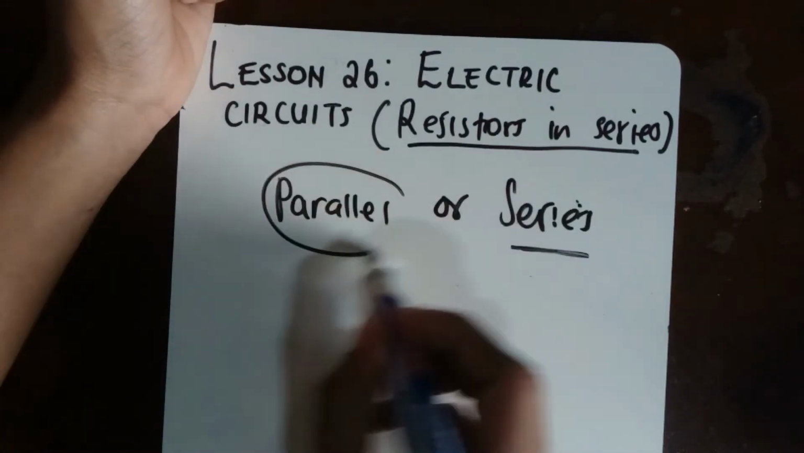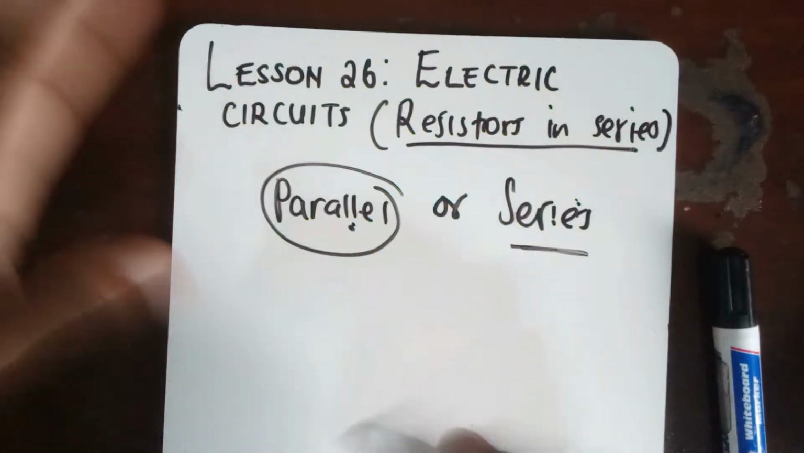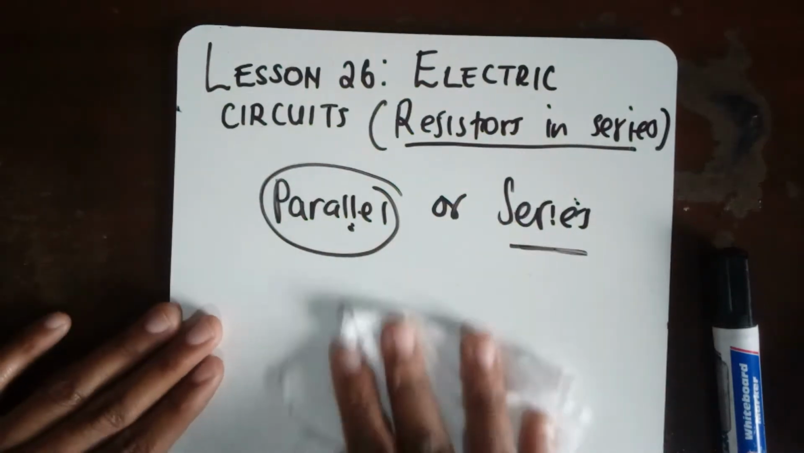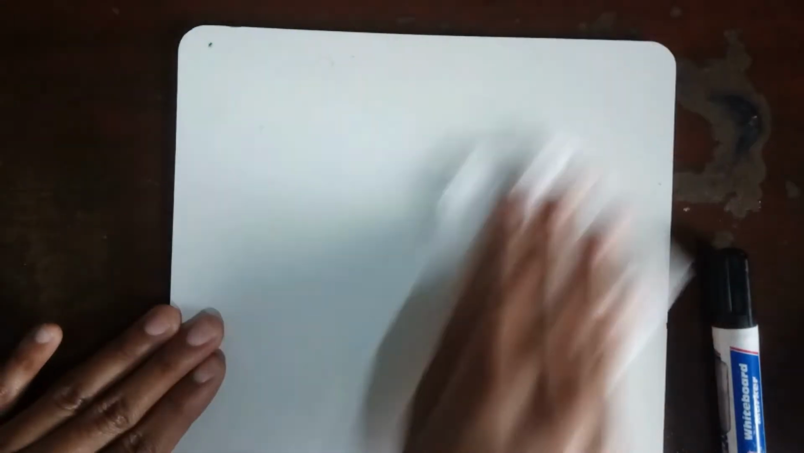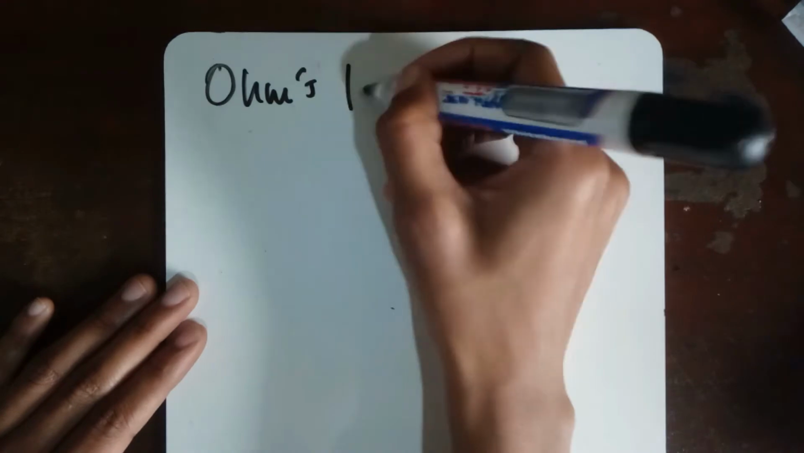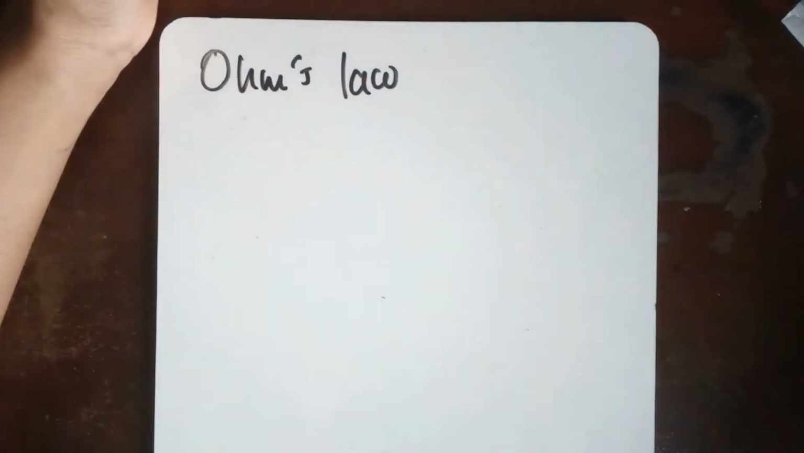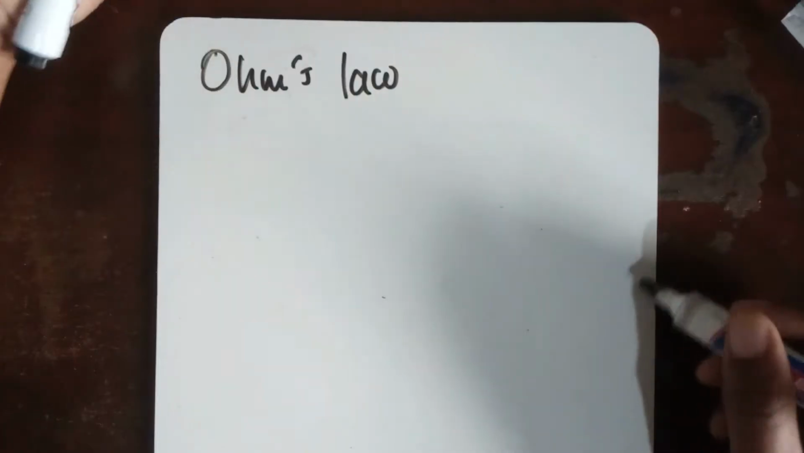The next lesson, that's when we're going to talk about resistors that are connected in parallel so that you can actually be able to distinguish between the two. So to start off that discussion, I want us to first define Ohm's law. So how do we define Ohm's law? Ohm's law says that the potential difference across the conductor is directly proportional to the current through it.